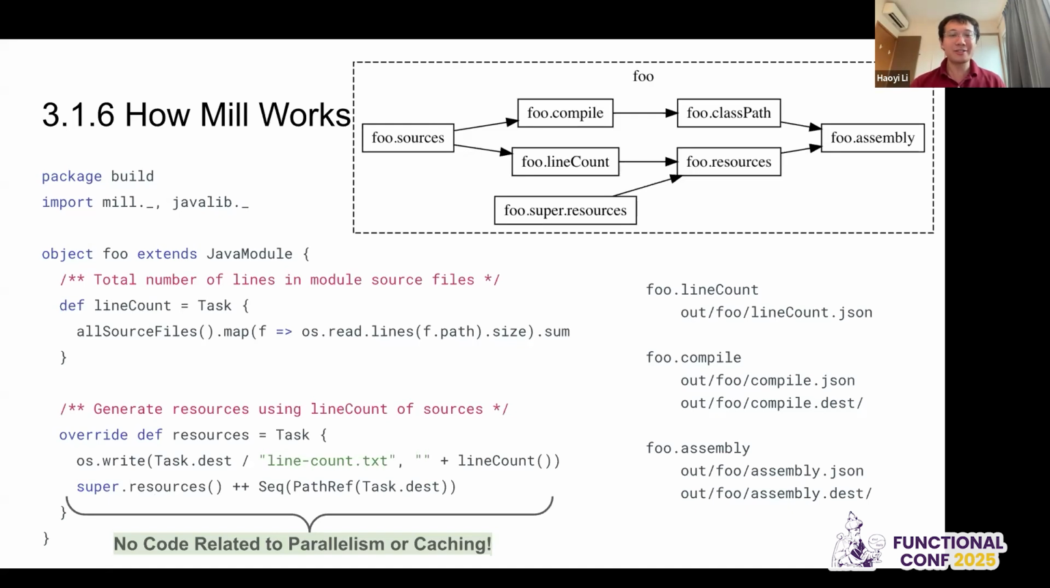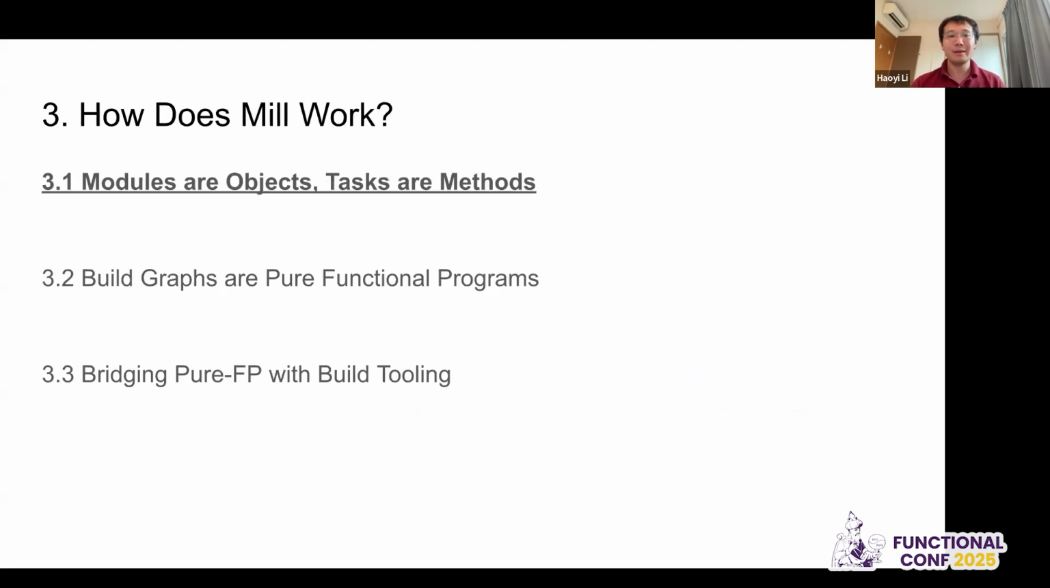And so you can just write your naive, pure functional code in Mill, methods calling other methods. And as long as your tasks are pure, which is usually the case to a great degree, you can just rely on Mill to do all the other fancy stuff for you: your parallelism, your caching, incremental recomputation, cache invalidation, and you don't need to worry about any of that. The Mill runtime will take care of it. So that's the idea of how modules are objects and tasks are methods.